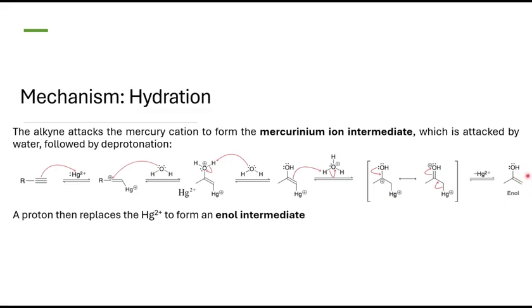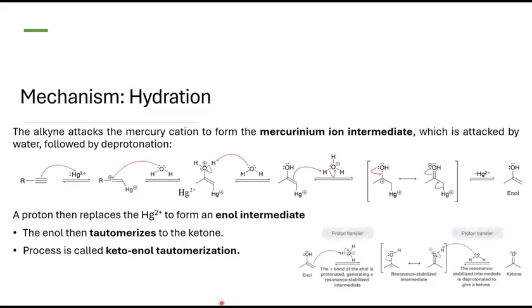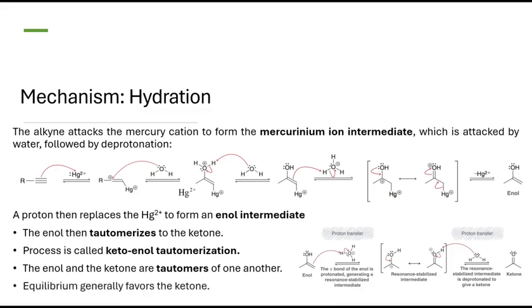This means that we have both an alkene and an alcohol group attached to the vinylic carbon. The enol itself tautomerizes to the ketone. The process is called keto-enol tautomerization. That just means it goes between the two species, between the enol form and the ketone form, via a process of proton transfers. The enol and the ketone are tautomers of one another, and equilibrium generally favors the ketone.